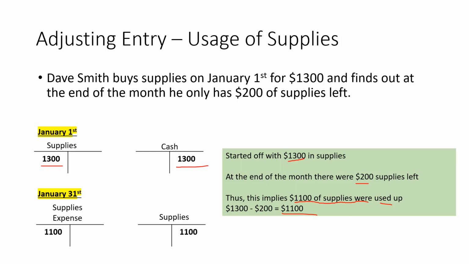So what do we do in this case? Well, we basically recognize supplies expense for $1,100 because it's an expense we incurred in using up the supplies. Supplies were an expense of running the business, and the supplies have gone down by $1,100. Therefore, $200 of supplies are left. We started off on January 1st with a debit balance of $1,300 in supplies, and we credited $1,100 in supplies. The difference is a debit balance of $200 in supplies.